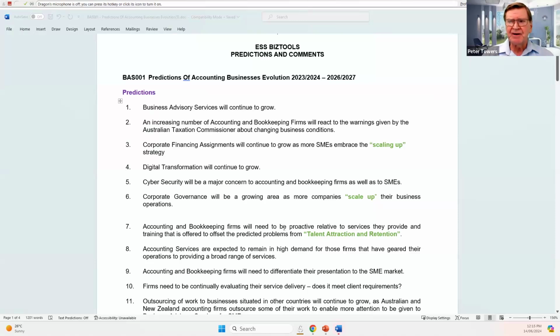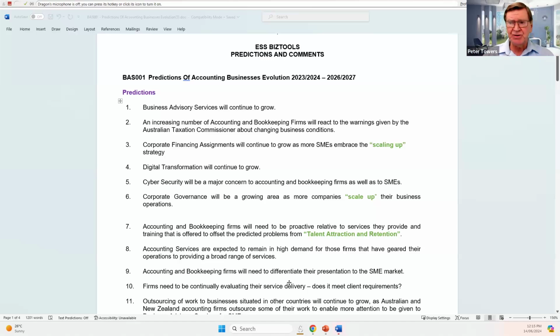An increasing number of accounting and bookkeeping firms will be changing their modus operandi because of, amongst other things, the comments made by the recently retired tax commissioner. Corporate financing assignments will continue to grow as more and more SMEs embrace the concept of scaling up. They've been watching the financial press. They've seen that some Australian companies in the last 5 years have achieved remarkable success. They're saying, why can't I do that? I think they can. And I hope that you're going to be able to help some of those people succeed, because their success will rub off on your firm as well.